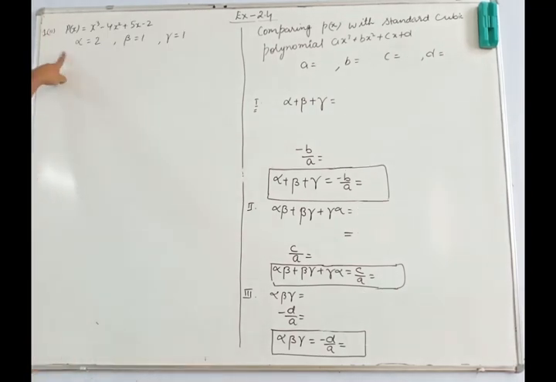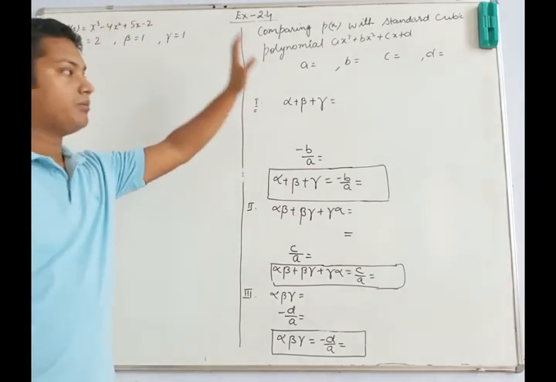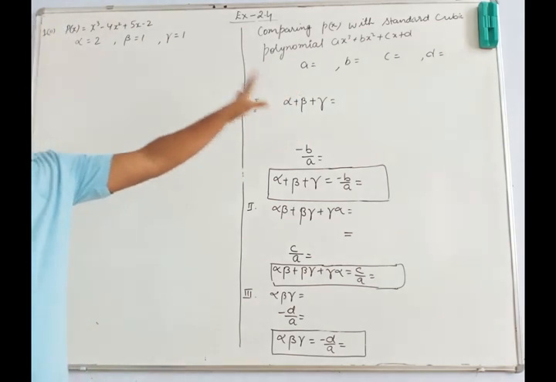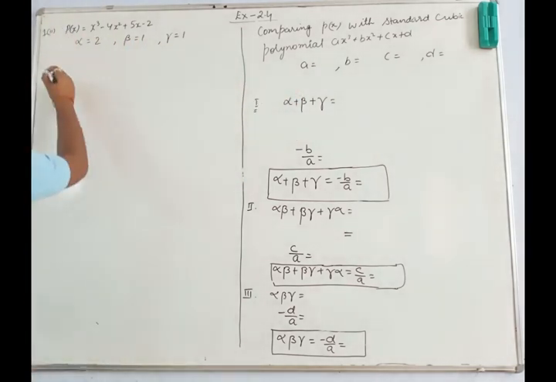Now this is the second question. The same we have to do as we had done in the previous one. First we have to verify whether they are the zeros of this polynomial, and after that we have to verify the relationship between the zeros and the coefficients. Okay, now let's start with alpha equals 2.